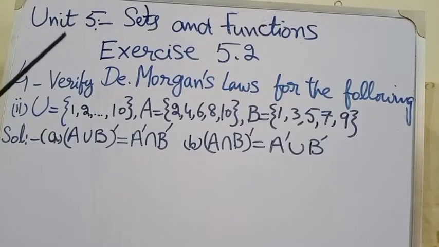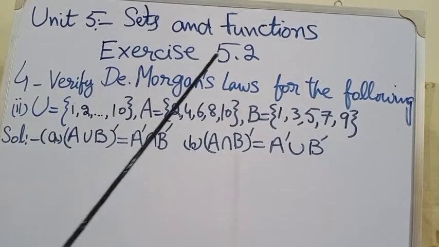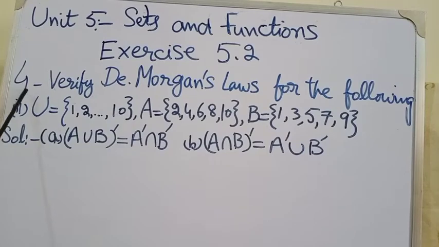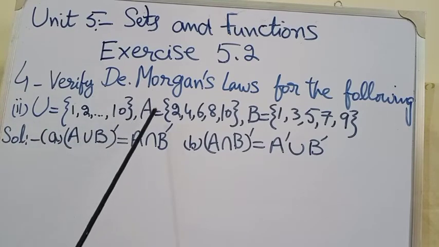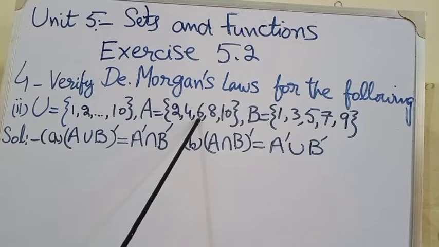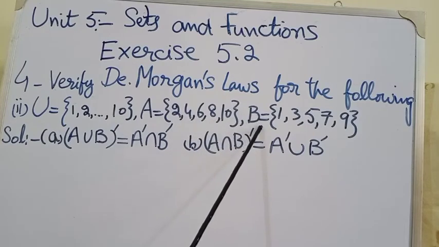Mathematics for class 10, unit number 5, sets and functions, exercise 5.2. Question number 4, verify De Morgan's law for the following sets. Second part of question number 4: universal set has elements 1, 2 up to 10, set A has elements 2, 4, 6, 8, 10, and set B has elements 1, 3, 5, 7, 9.